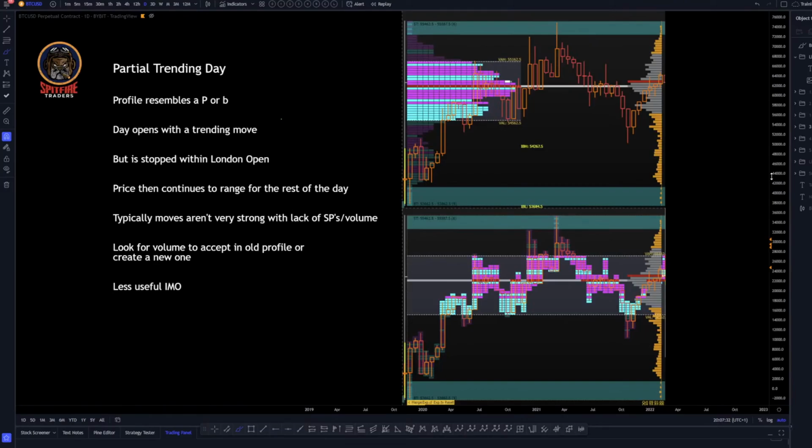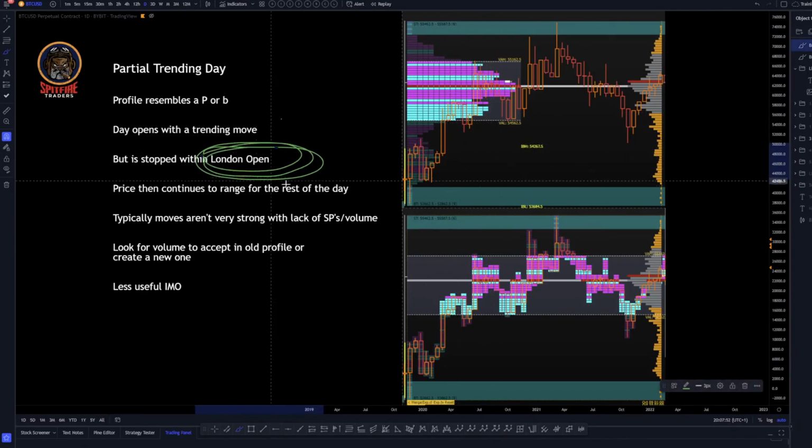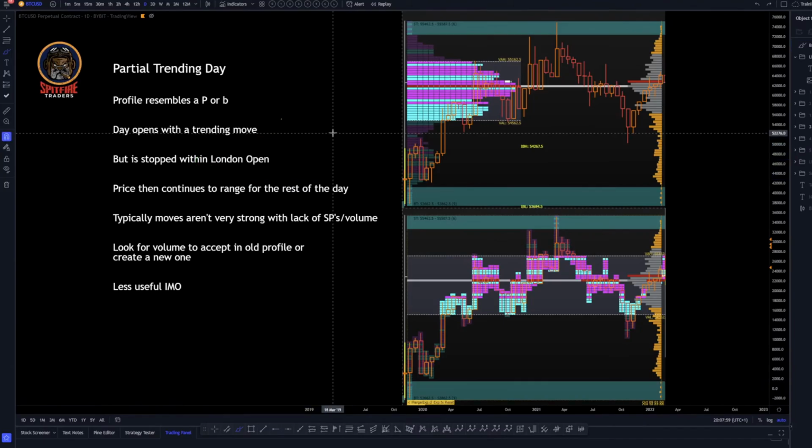Next, partial trending day. This is the weak bleed day. Okay, price moves up. No single prints forming. Forms a new range. But the trick with this, and this is the key takeaway, it stops within London Open. So it doesn't have to be bang on London Open. It's not to the exact minute, but London Open, it stops within that profile and just goes sideways for the rest of the day. So London Open happens, carries on going sideways.